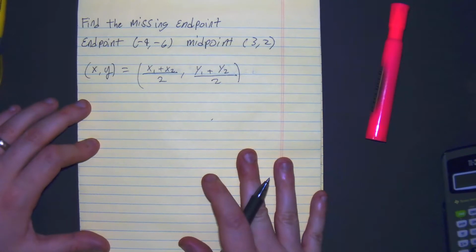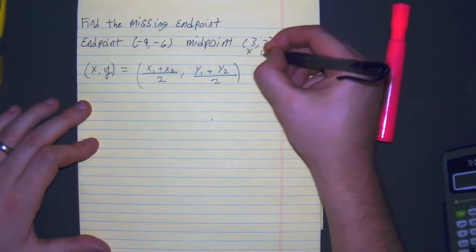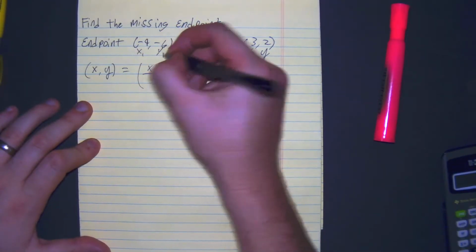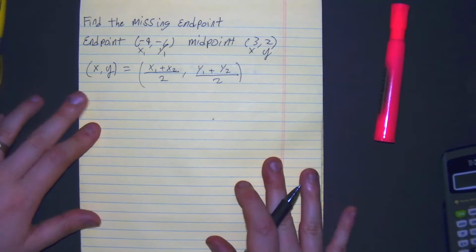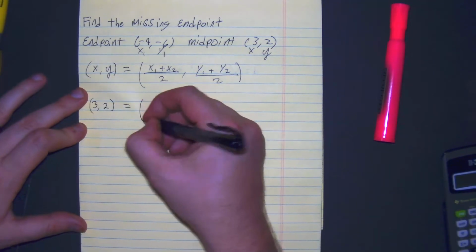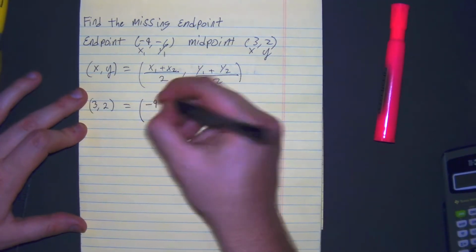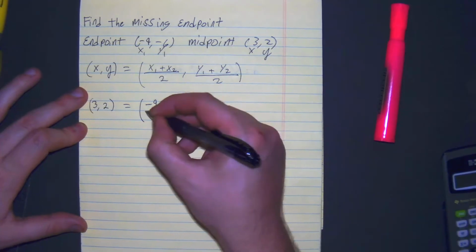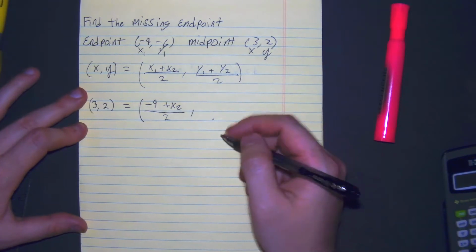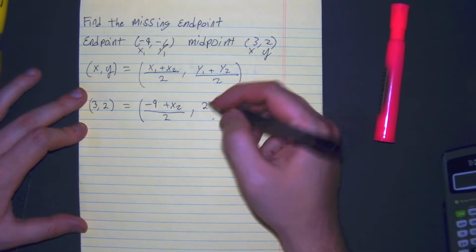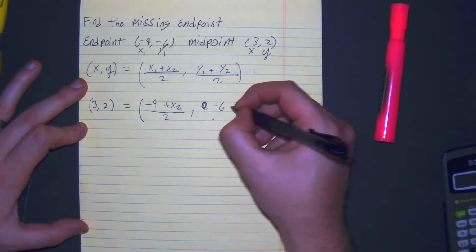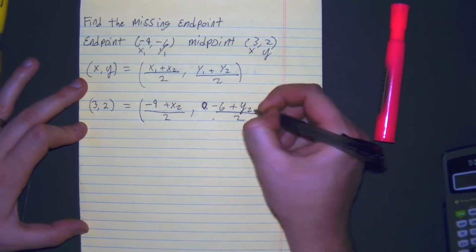To keep myself in order, I'm going to label my subscripts x, y for my midpoint, and then I have my endpoint x1, y1. So here I'm going to plug everything in. We have 3 comma 2 is equal to negative 9 plus x2, since I don't know endpoint 2, divided by 2, comma, and then I have negative 6 plus y2 divided by 2. See, this is why we label our subscripts.